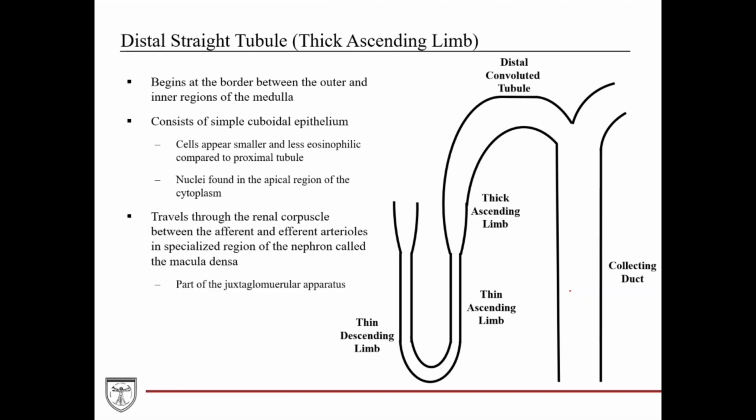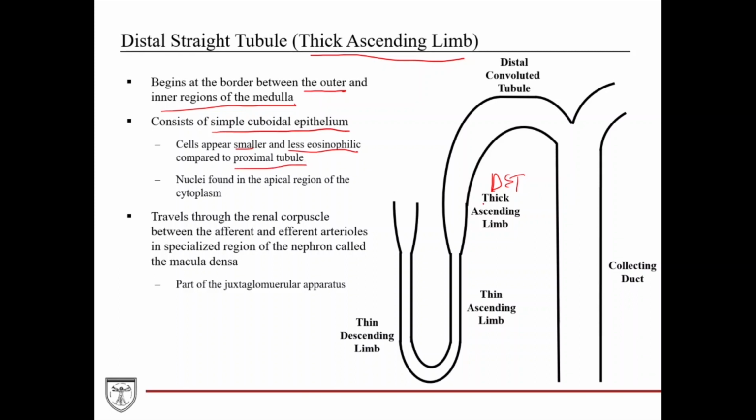So the distal straight tubule, we've talked about this a little bit before, but just to give you a few more details, it's also the thick ascending limb. So this is also this portion right here. Remember, this is where that sodium potassium chloride co-transporter is. Again, as we say here, it begins at the border between the outer and inner regions of the medulla. So this is down in the medulla still. It consists of simple cuboidal epithelium. These cells are smaller and less eosinophilic compared to the proximal tubule.